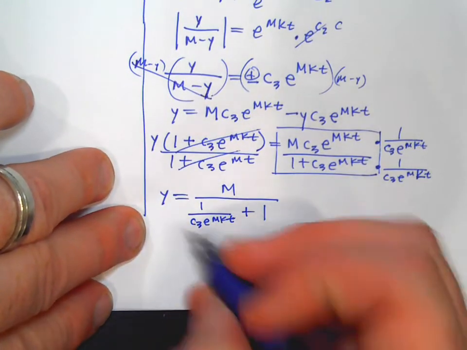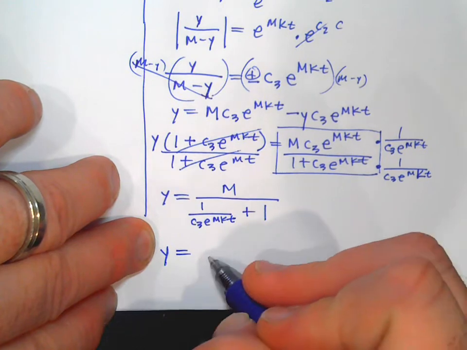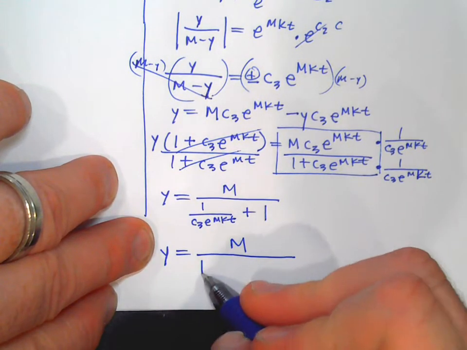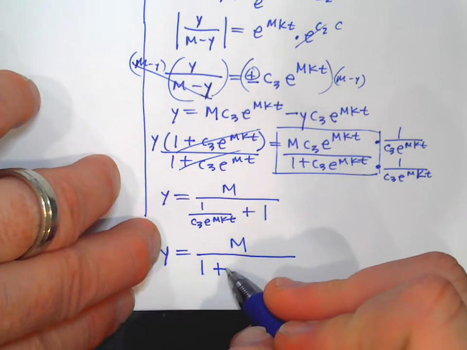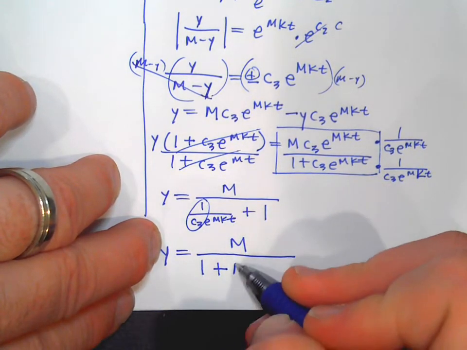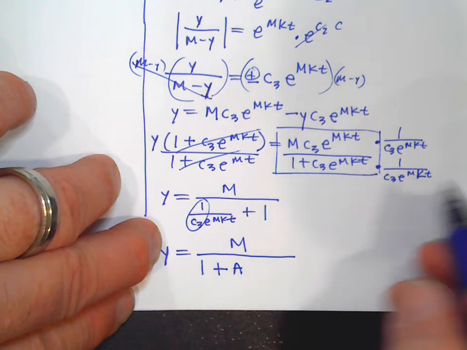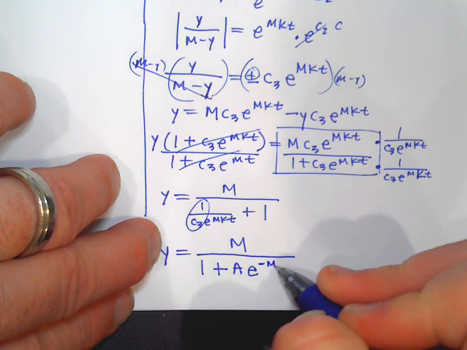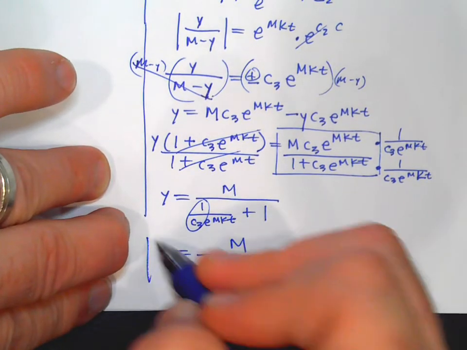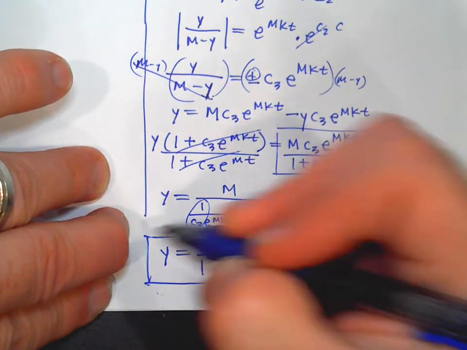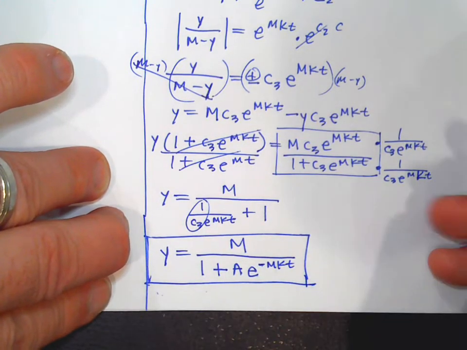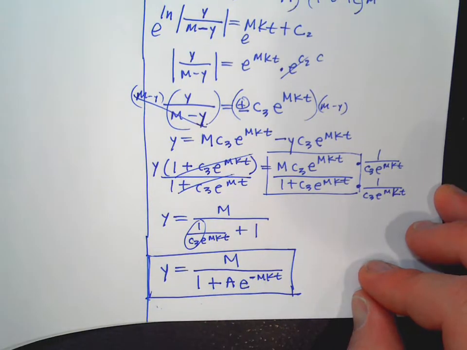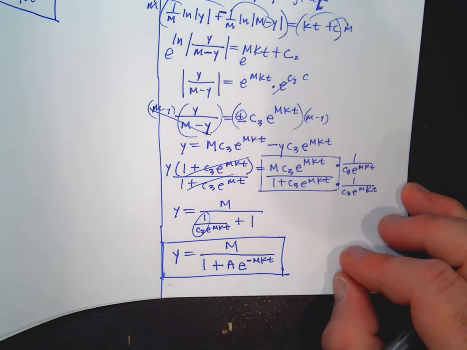Okay. And then for the final version, we just have the carrying capacity on top. We usually put the 1 here first. And then 1 over c sub 3, we're going to use a new letter, capital A. And this we're going to write with a negative exponent instead of in the denominator. So this is the logistic growth model that we're going to use. That is pretty common. So we just re-derived it. That was fun.